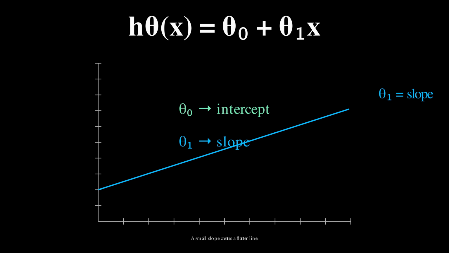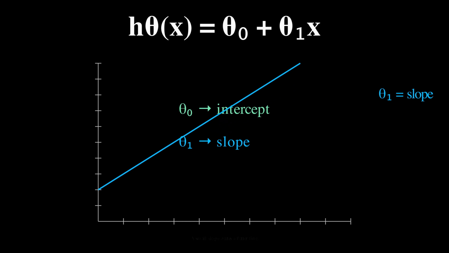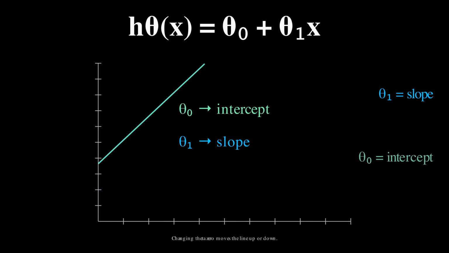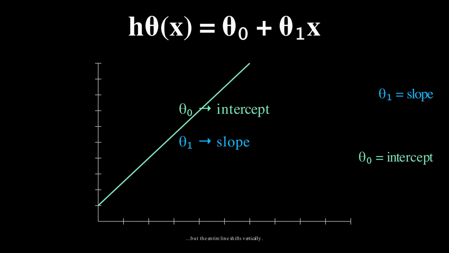A small slope creates a flatter line. Increasing the slope makes the line steeper. Even a small parameter change can drastically affect predictions. Changing theta 0 moves the line up or down. The overall slope stays the same, but the entire line shifts vertically. Together, slope and intercept define the final prediction line.